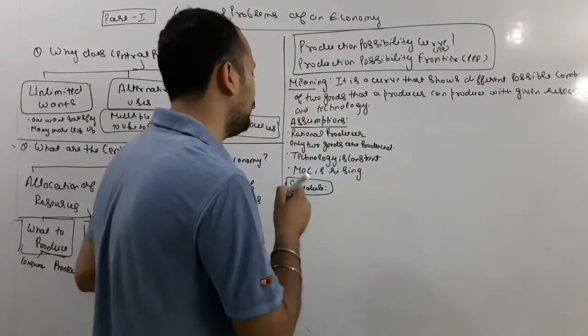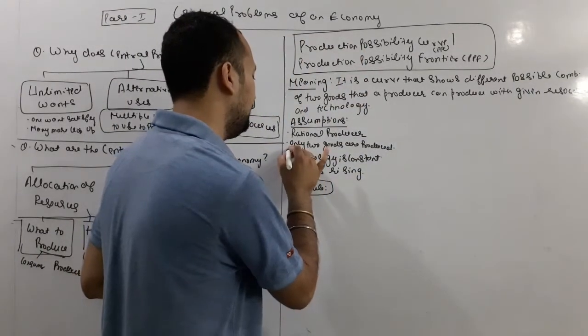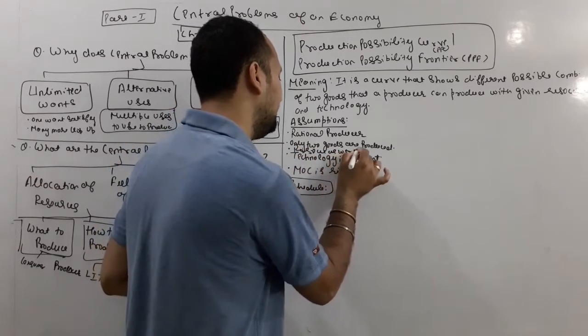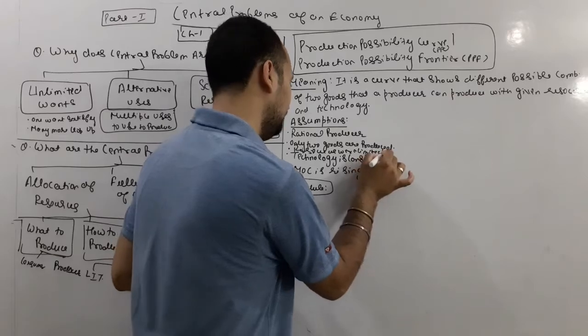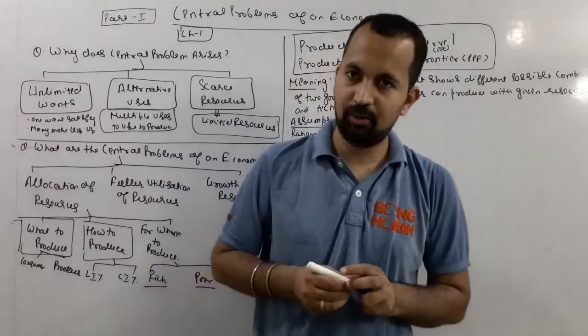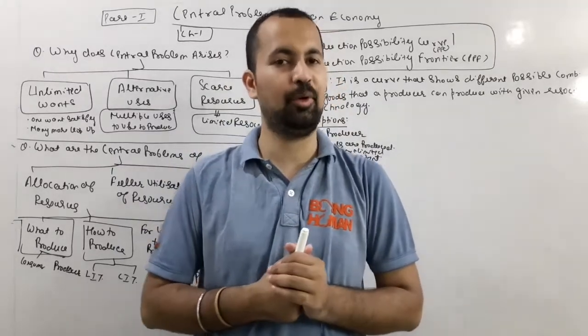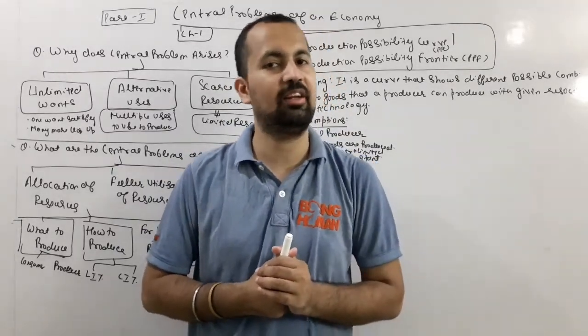I am writing down here, resources were limited. I am repeating its meaning again. It is a curve that shows different possible combinations of two goods that a producer can produce with given resources and given technology.